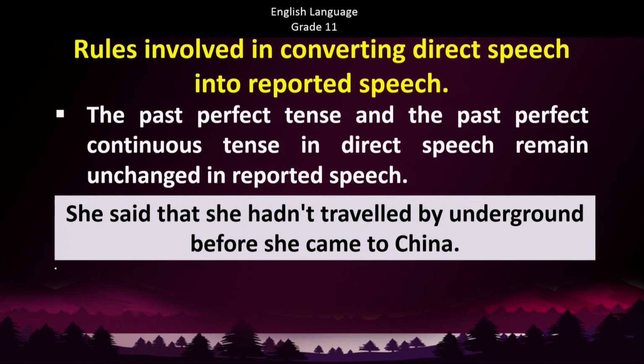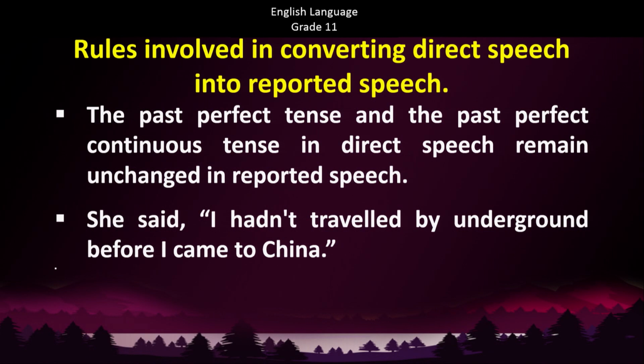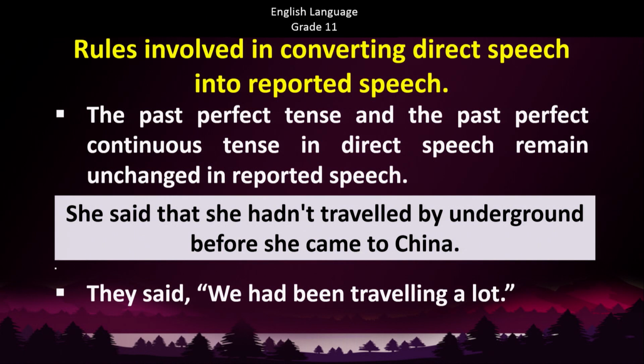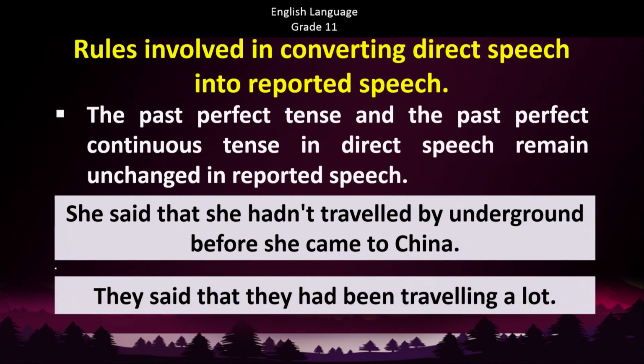Okay, children, now look here in this example, "I" should be changed, right? But remember, the verb should not be changed because the tense is not changed. Next example, they said, "We had been traveling a lot." How do you convert? They said that they had been traveling a lot. My dear children, now we have discussed some of the most important rules involved in reported speech. We are going to move to an activity, but remember there are more important rules to come.